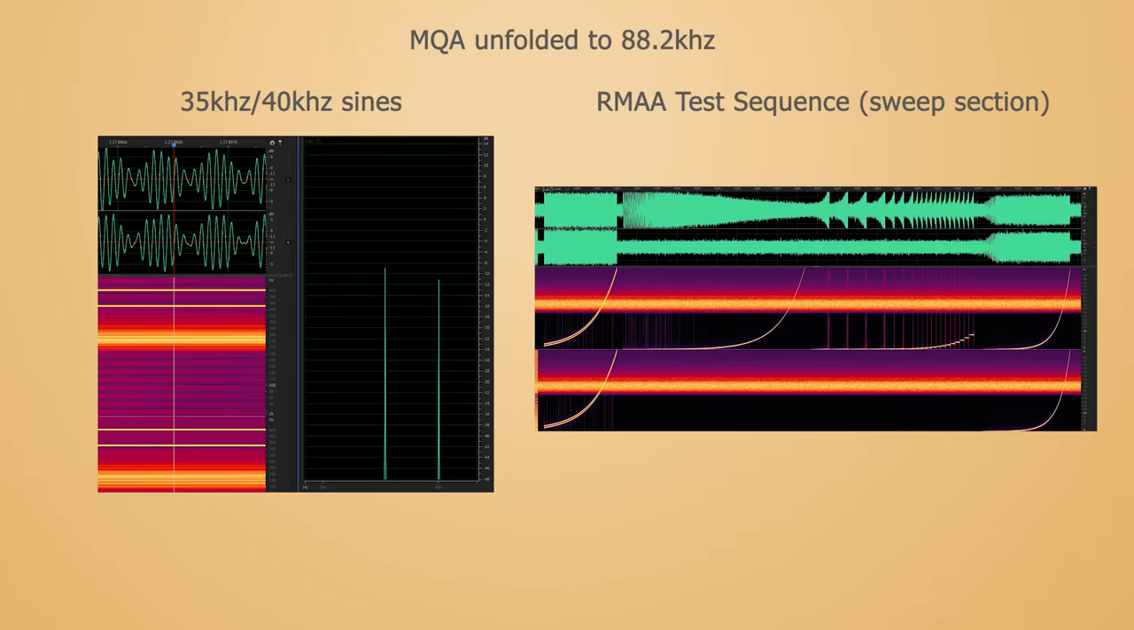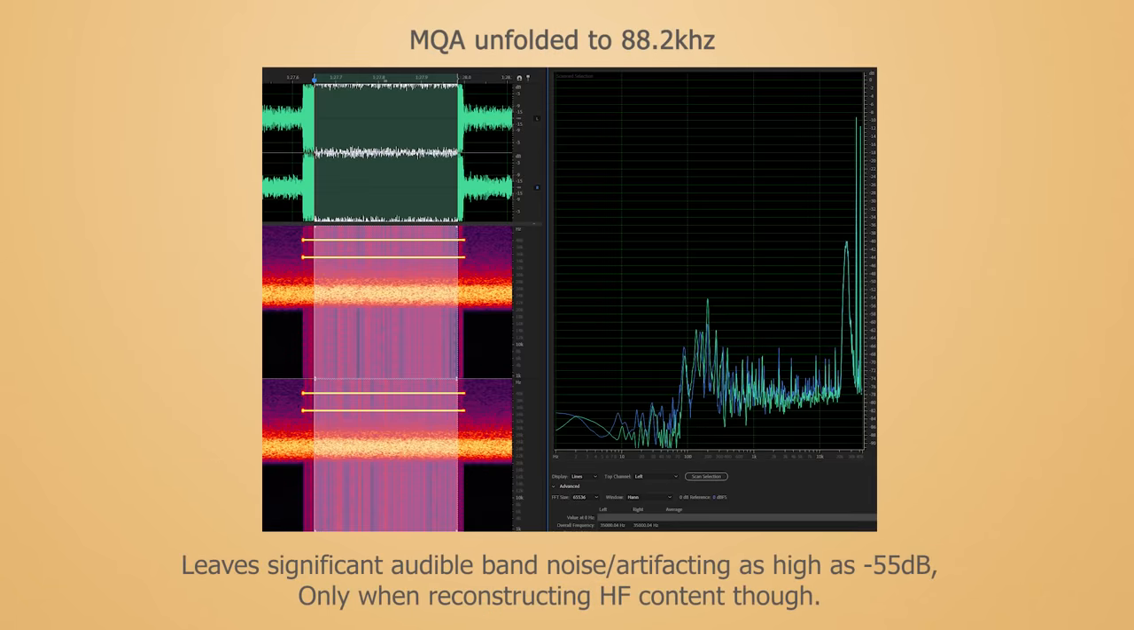Once the first unfold was done, however, these 35 and 40 kHz sine tones were back in their correct place, and the Rightmark Audio Analyzer sweeps had been flipped back, indicating that MQA's claim of restoring high-frequency content is at least partially true. However, it is far from perfect. We still have a massive band of noise centered around 25 kHz, and the unfolding has left further artifacting in lower frequencies, resulting in a noise floor of about minus 60 dB.